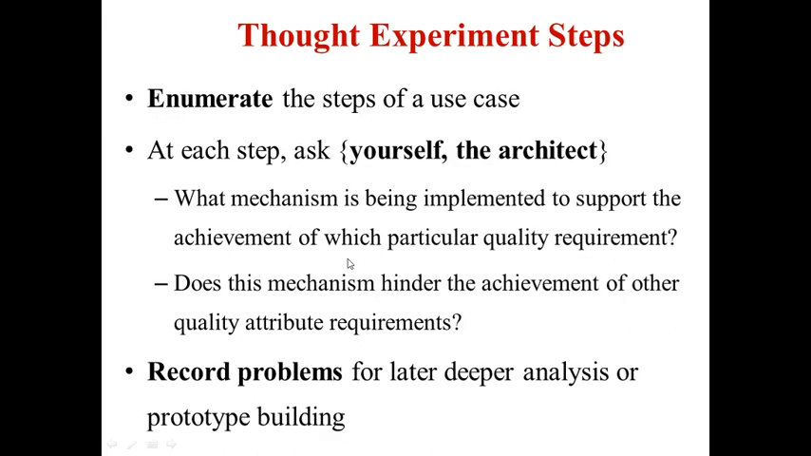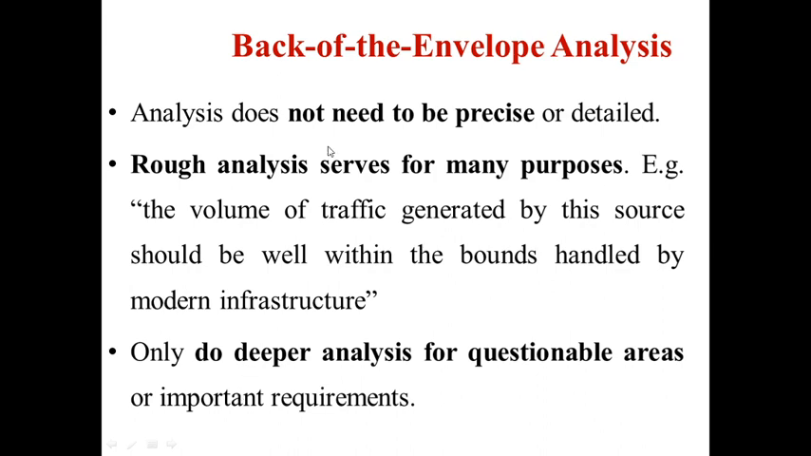Clear? Next, thought experiment steps. First, enumerate all the steps, and in each step, ask yourself or the architect what kind of mechanism is used and how it is achieved, and whether the mechanism has any quality attribute requirements. All these things have to be recorded, that is, record only the problems. Next, back of the envelope analysis.